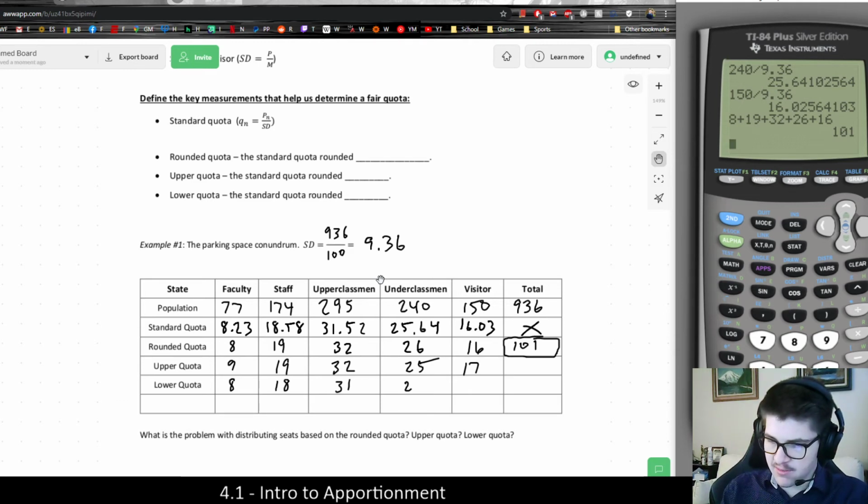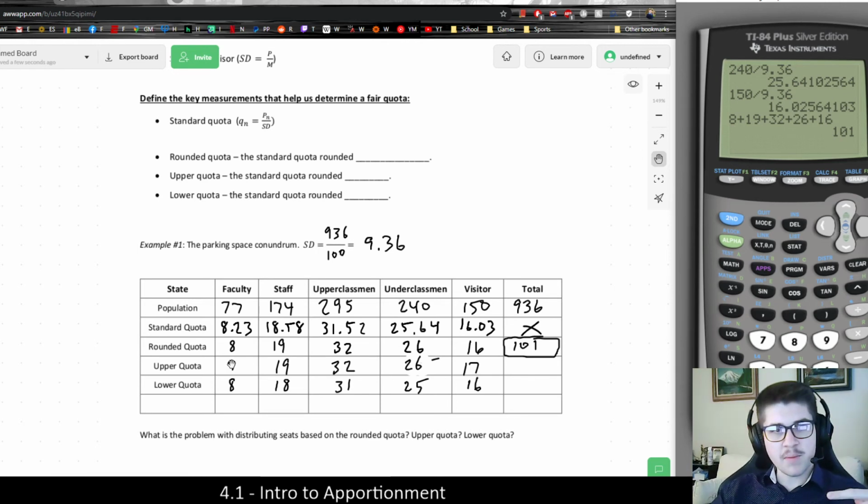So like in each of those cases, the upperclassmen should have been 26 for the upper quota. Now that I'm looking more carefully at it, that's really, really horrible. That's not that much better. But anyways, basically the upper quota would be the sum of all of them rounded up, and the lower quota would be adding up all of the standard quotas rounded down.